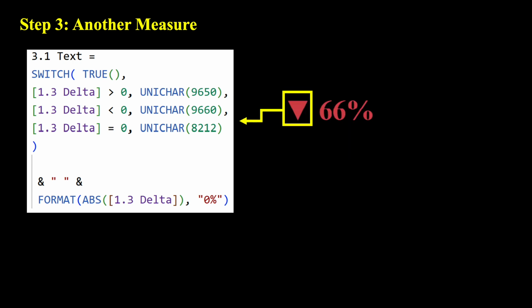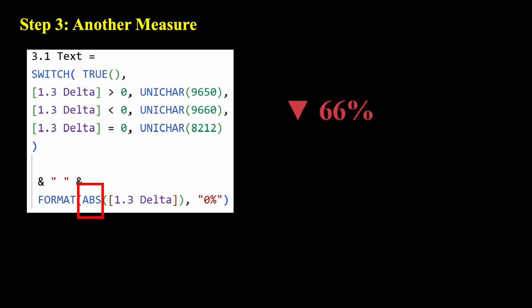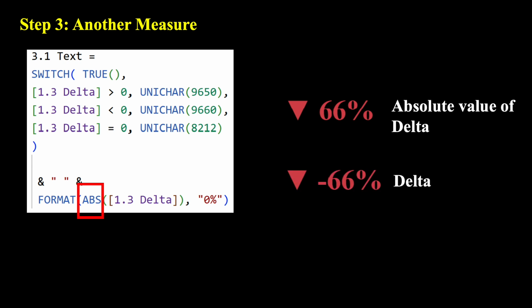Now we have the upward and downward symbol from the SWITCH function. Then we're going to add in a space right there between the symbol and the delta value. And finally, we're going to add in the value of the delta. Notice we use a function called ABS, which represents the absolute value of the delta, because when it is a downtrend, we want to display the data as 66%, not minus 66%. That's why we use the absolute value there.